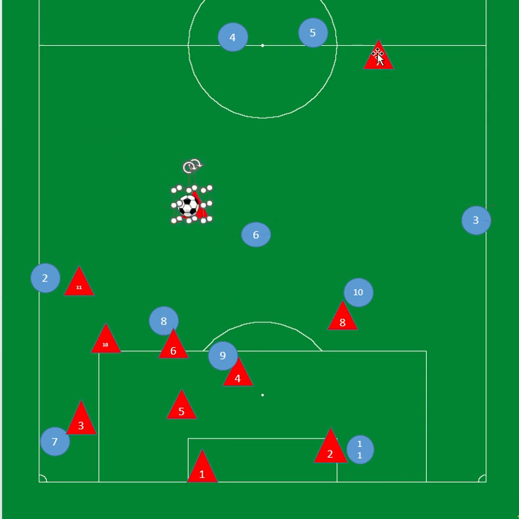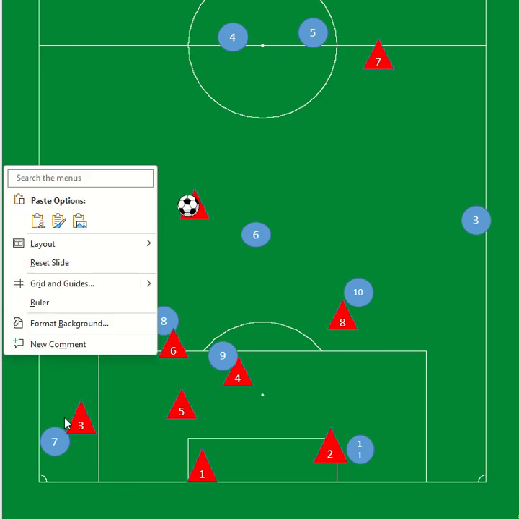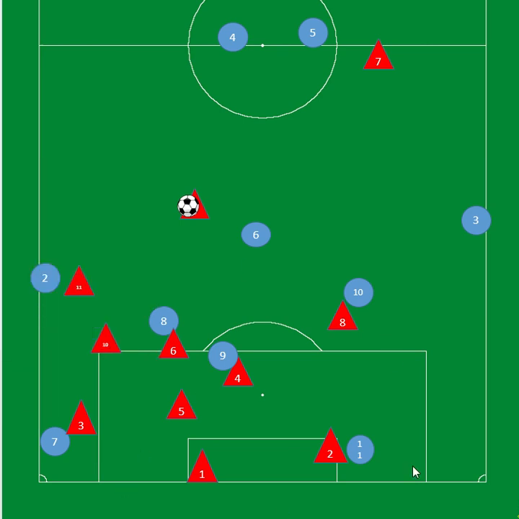So weak side wing up. The 9 who's marking the 6 is available for the counterattack, and then we counterattack. And you can see here, all the other rules apply. We move as a group, we stay compact. The most important thing in this area is we're man marking. We're not just zonal marking.